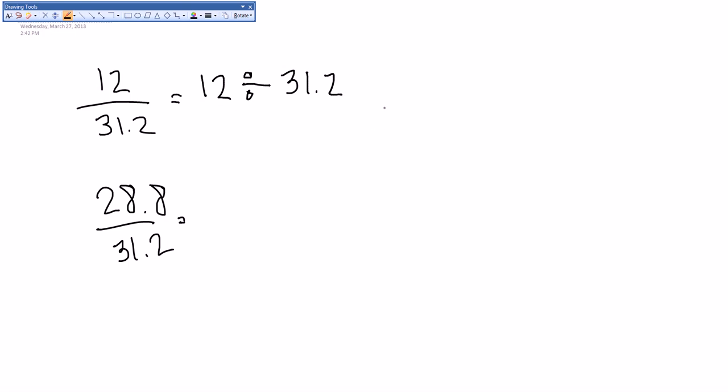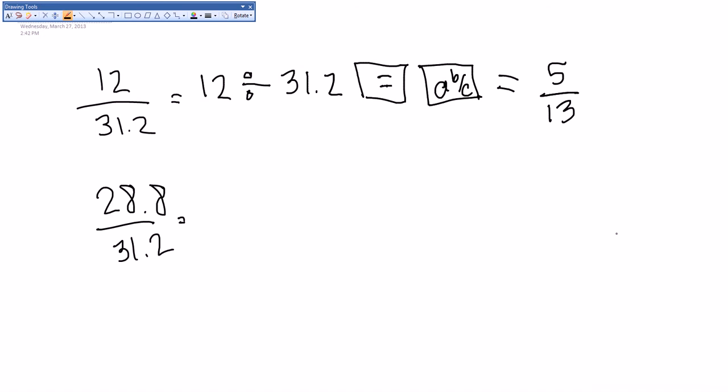If you type this into your calculator and press the equal sign, then directly after that, press your A B C button. This allows you to use the power of your calculator to change this into its fractional form, and this will give you 5 over 13. I want you to pause now and try it for 28.8 over 31.2.